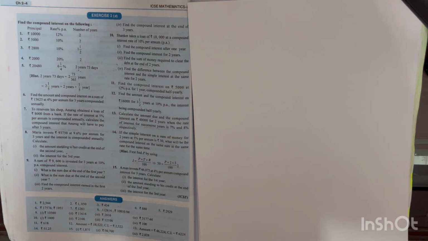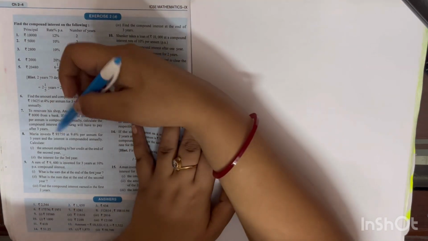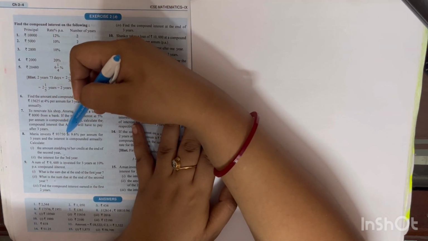Marian invests rupees 93750 at 9.6% per annum for 3 years and the interest is compounded annually. You have to calculate the amount standing to her credit at the end of second year and the interest for the third year. Question number 8.